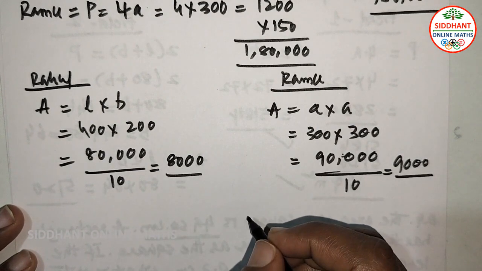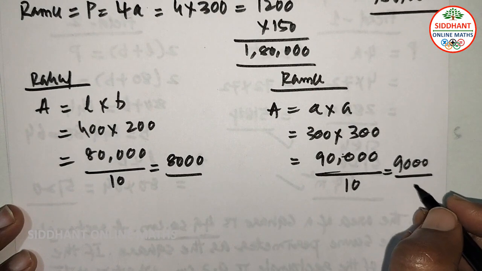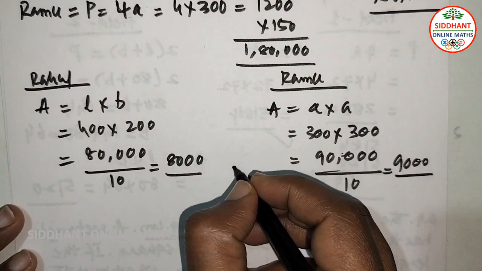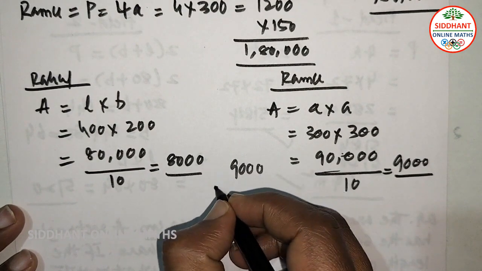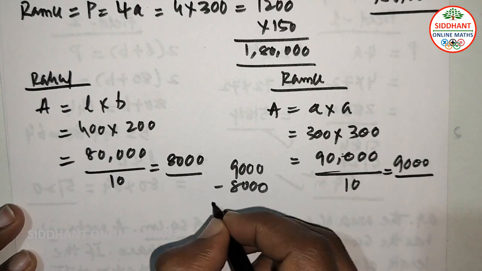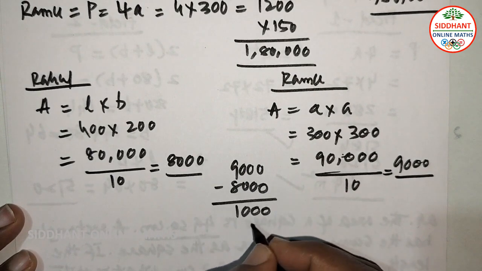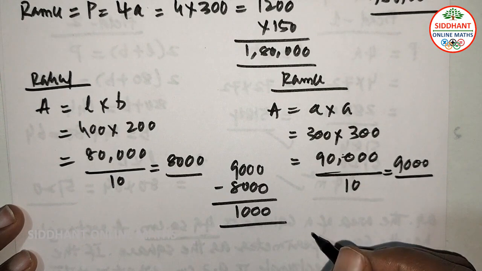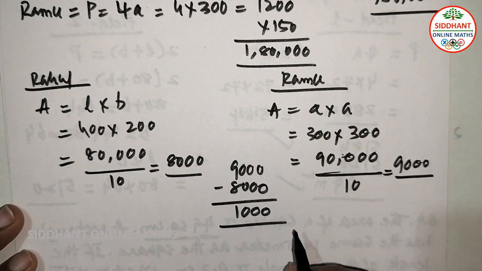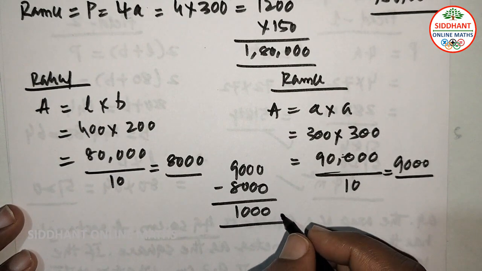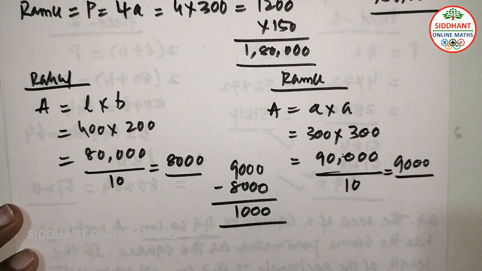Next they ask how many more trees can be planted. That means 9,000 minus 8,000. That means 1,000 more plants can be planted here. So Ramu can plant 1,000 more plants compared to Rahul.